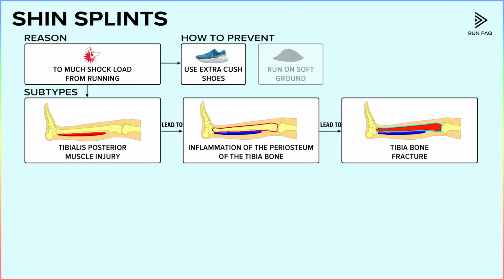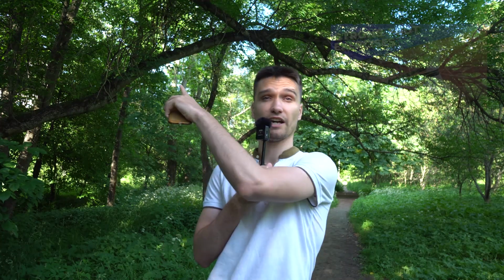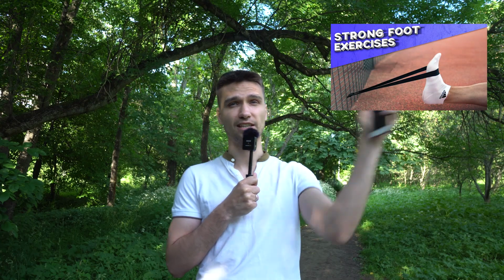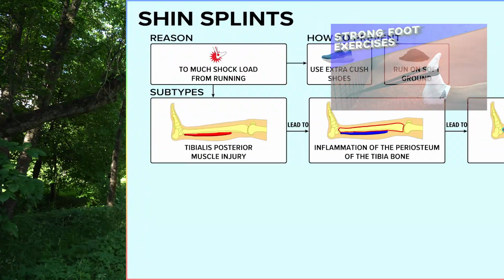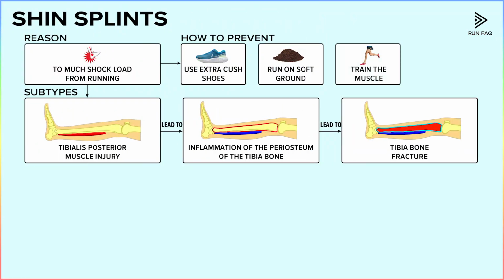Second, you can run on trails, not on pavement. In this case, the ground will take part of the shock load, not your body. Third, you can train your muscle in advance. In order to do it, we already have a video. One more time, the hint appears here or here, so you can follow and train your muscle before your runs. And fourth is my favorite: you need to run smart.